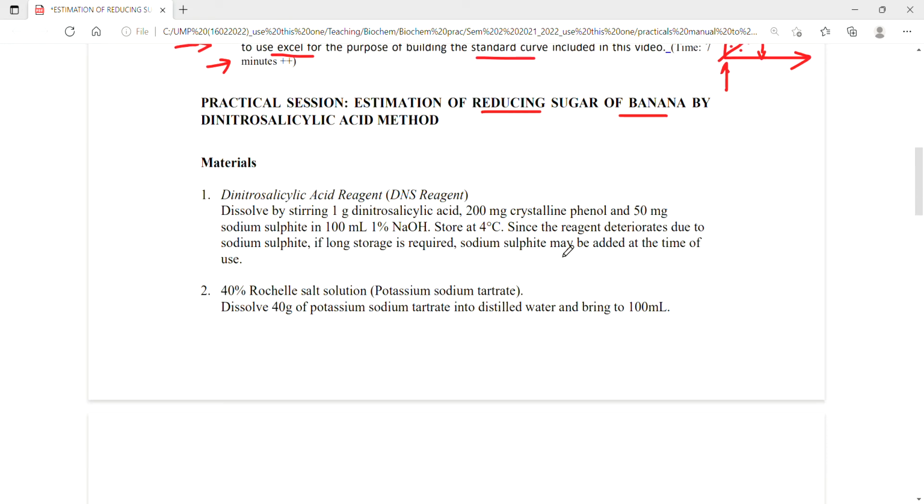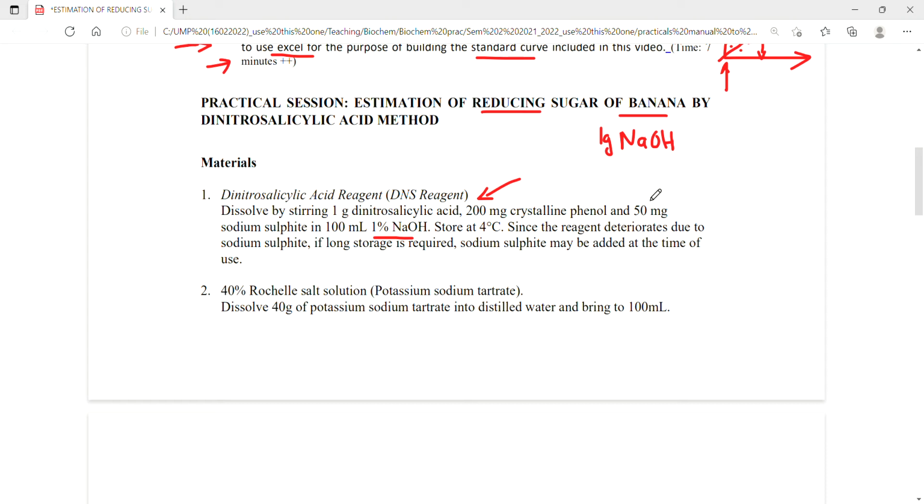So before we proceed with the experiment, you are required to prepare certain solutions. You need to prepare the DNS reagent. So how to prepare the DNS reagent? You have to prepare it in 1% NaOH. I hope you understand how to prepare 1% NaOH. Normally, you have to weigh 1 gram of solute NaOH, sodium hydroxide. Solute means it's in powder form.